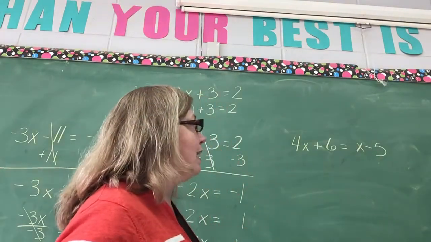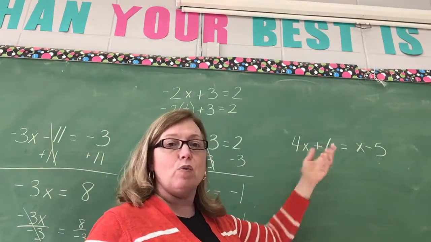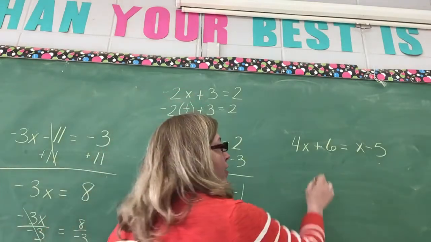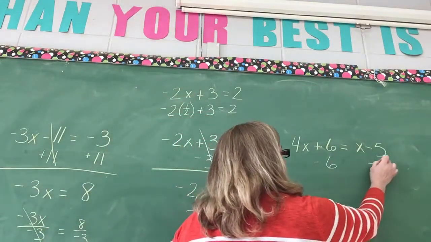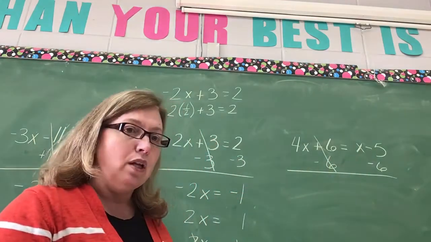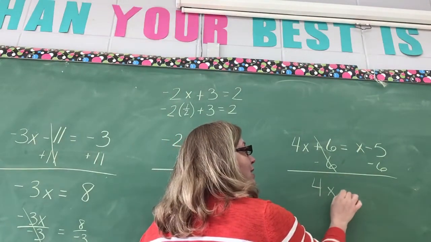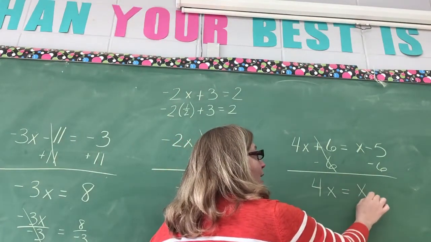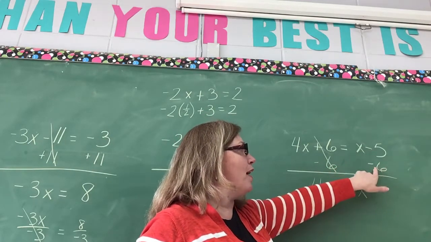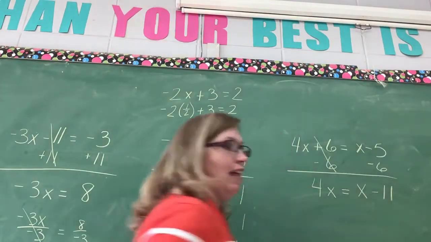So I look at this and I'm going to move this 6. It says add 6, so I'm going to subtract 6. My goal is to get x by itself, so I'm going to subtract 6. Now when I do that, the 6's will cancel, leaving me only the 4x. So I have 4x equals x, now I have a minus 5 minus 6, so I have a minus 11 or a negative 11.